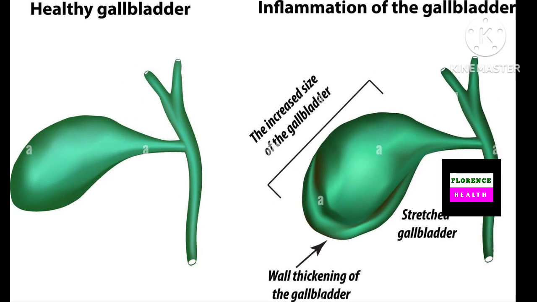In case of acute inflammation, the gallbladder wall is thickened and distended. Normal length is up to 7 to 8 cm. More than 10 cm is abnormal. Normal diameter is up to 3 to 4 cm. More than 5 cm is always abnormal. That is a distended gallbladder. Normal thickness of the gallbladder wall is less than 3 mm. 3 to 4 mm is borderline and more than 4 mm is always abnormal.